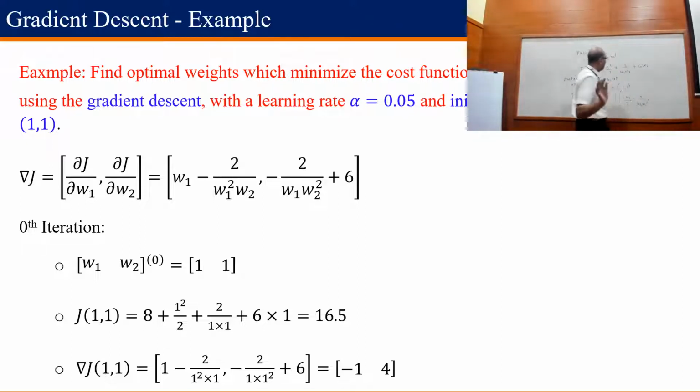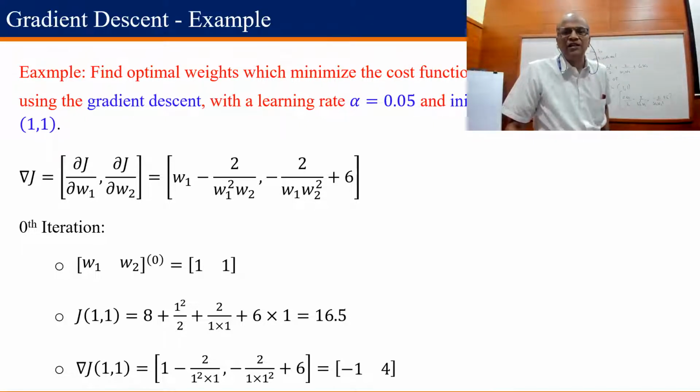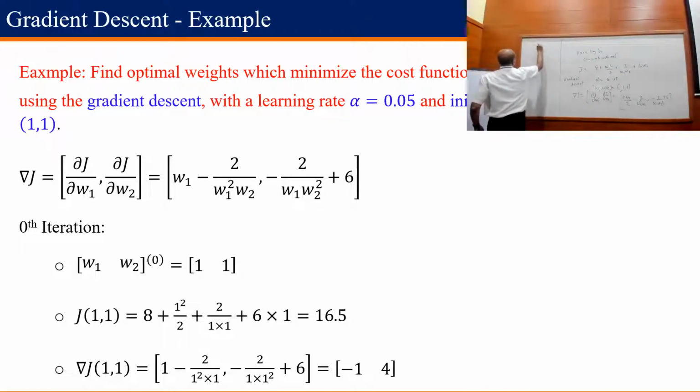All right. I'm not looking at the slide now. Whatever I'm writing is correct and the slide has to follow me. Dou J by dou W2 is minus 2 by W1 W2 square, W1 square W2. Correct? So W1 W2 square plus 6W. Is it right? Now we just see, I'm switching to here. So we are starting with something that is written, no? Initial guess of the weights as 1, 1. So the weight vector at the zeroth iteration is basically 1, 1. Now we can calculate the J of 1, 1.